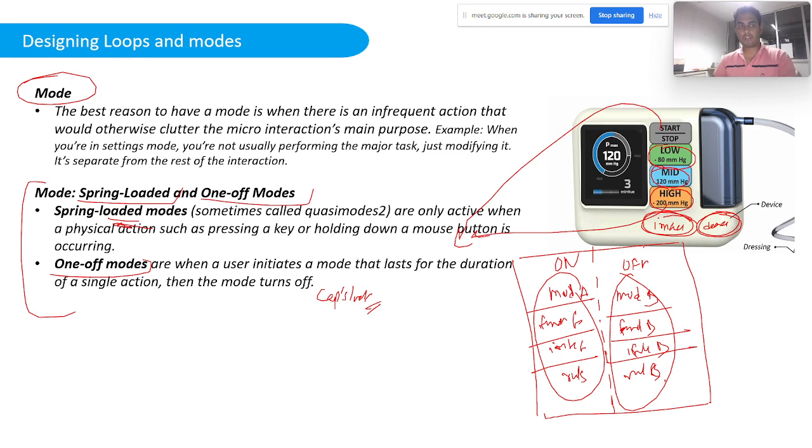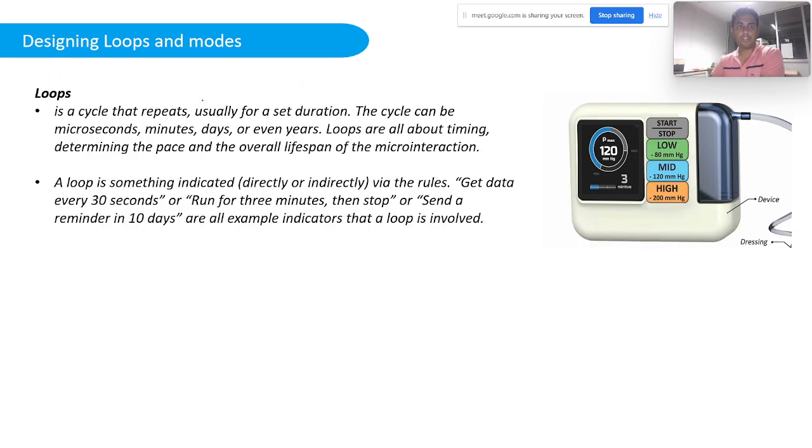Now next is loops. Loops, as I told you, are the cycles, and they are actually defined to set certain durations, and those can be microsecond, millisecond, days, even years. So loops are about timing, determining the pace and overall lifespan of a micro interaction.